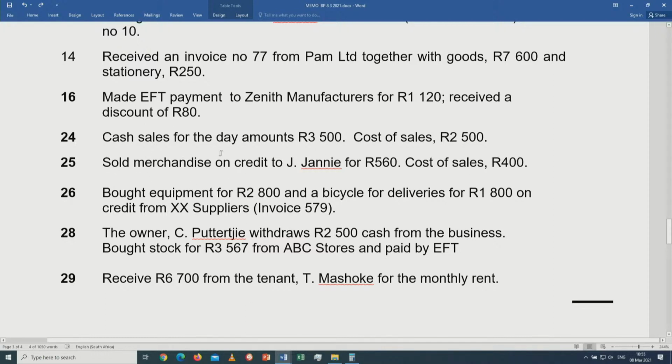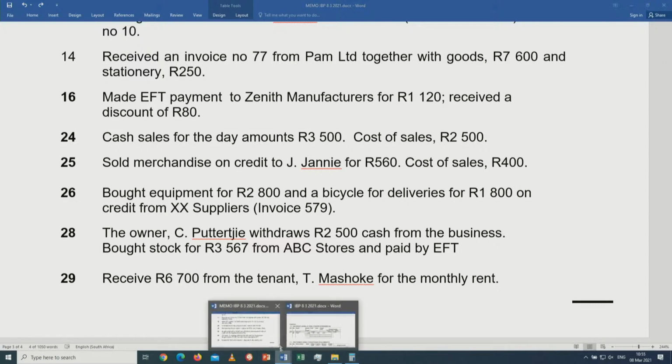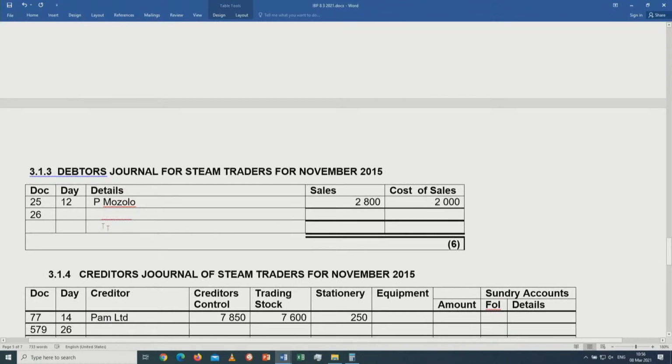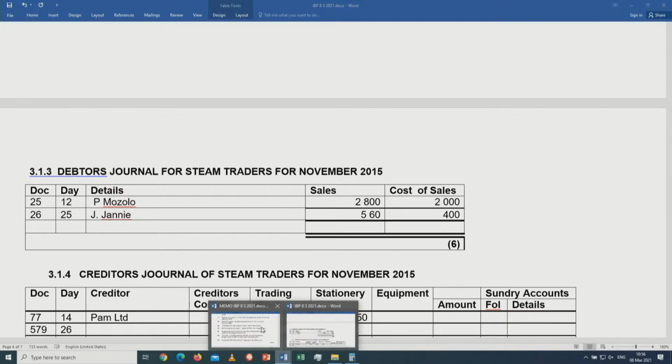On the 25th, sold merchandise on credit to this person. When you sell on credit, you are selling to your debtors. So it simply means this transaction must go to the debtors journal. On the 25th, you have J. Johnny, you sold for 560. Cost of sales is given, it's 400.